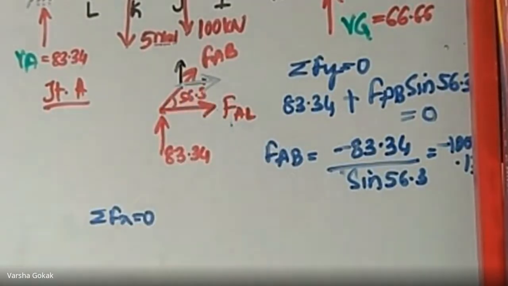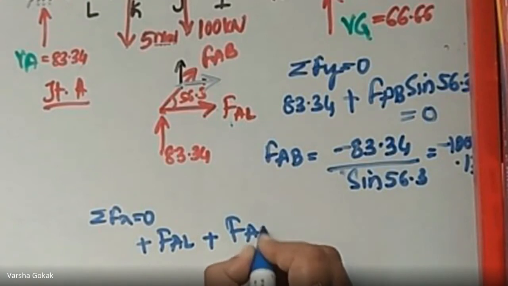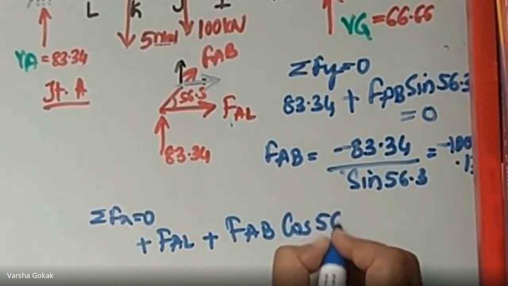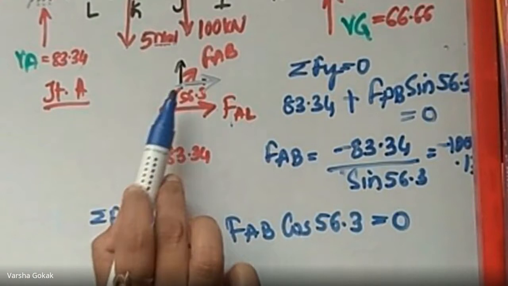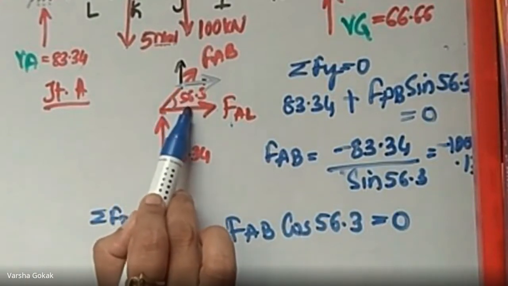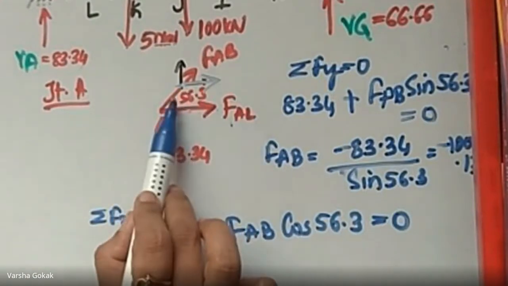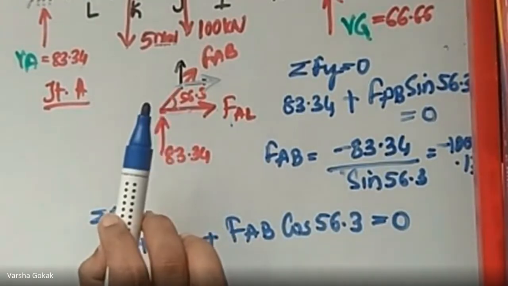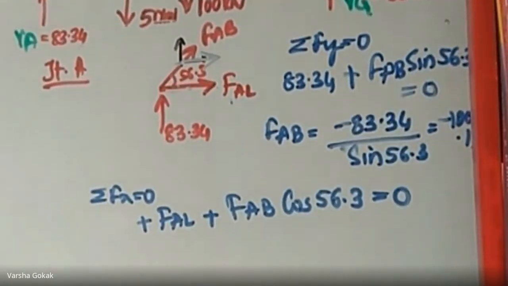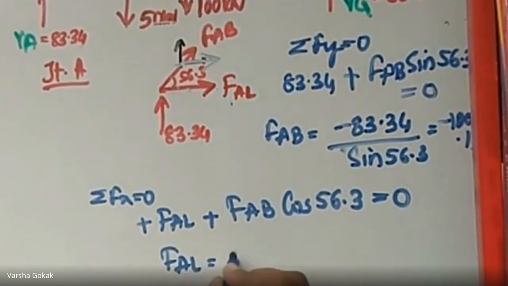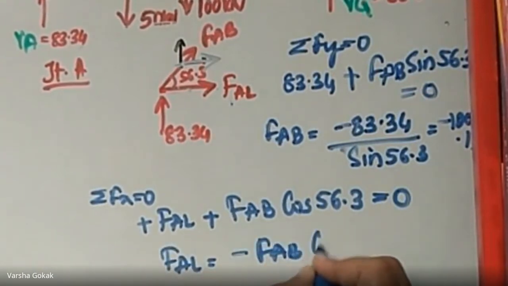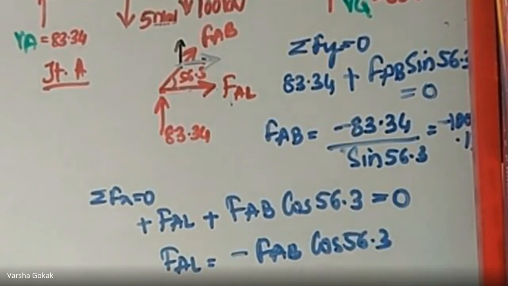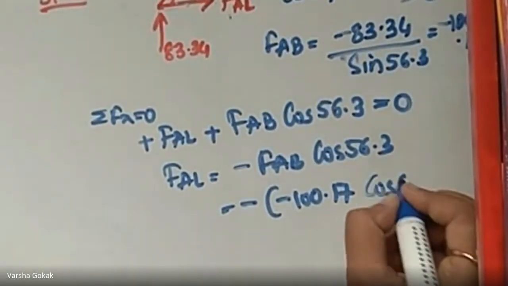Both are going in the right side direction, so both are going to be positive. So plus FAL plus FAB cos of 56.3 equal to 0. Why did I take cos? Because theta is with x, so cos comes. If theta was with y, then cos will go with y. But we always find with x only, right? So from here, FAL is going to be minus FAB cos of 56.3. So minus of minus 100.17 cos of 56.3.